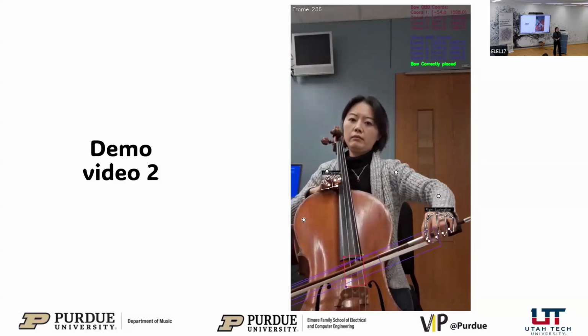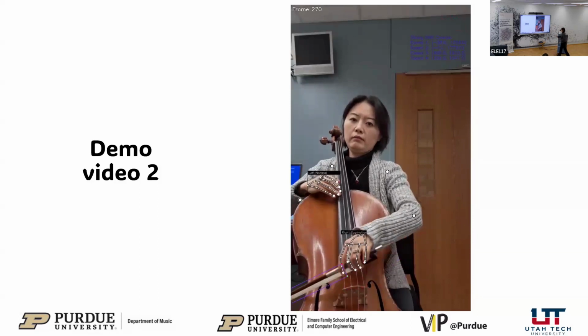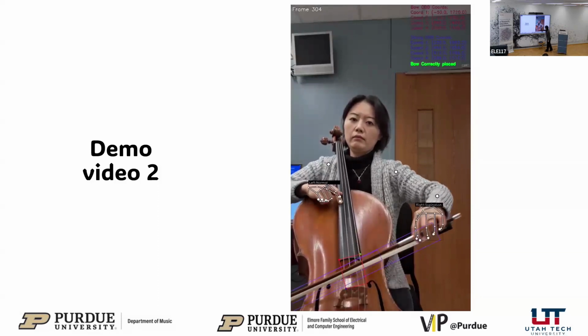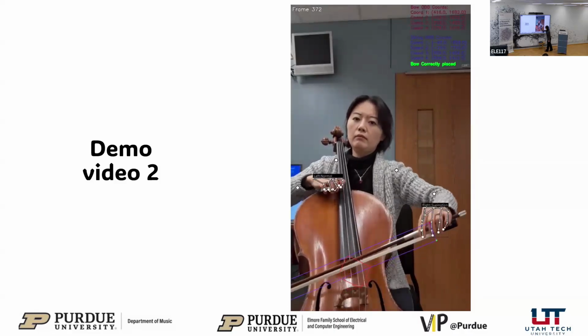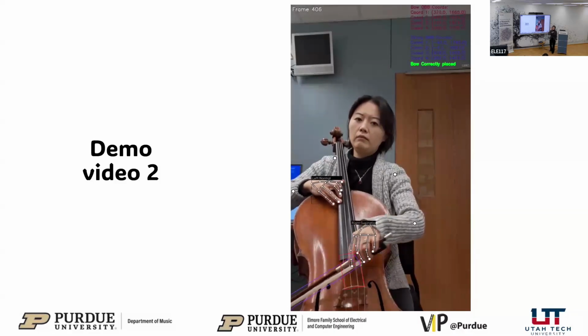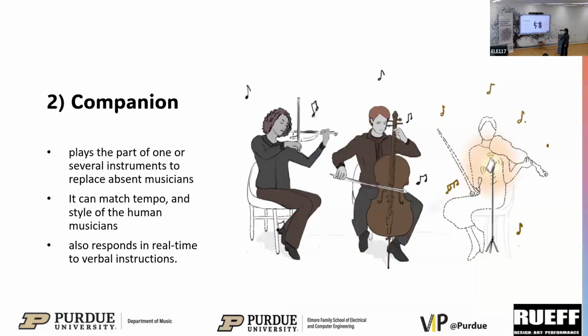So we are trying to make it a little more stable, and we actually also want to make the bounding box follow a little bit of angle like this, so that it will detect the bow angle as well.